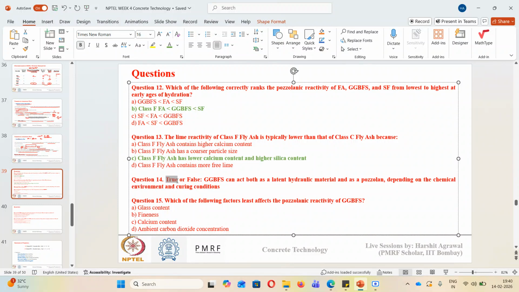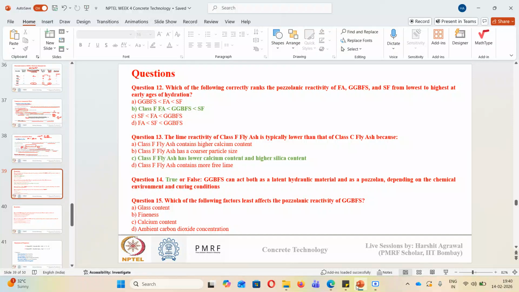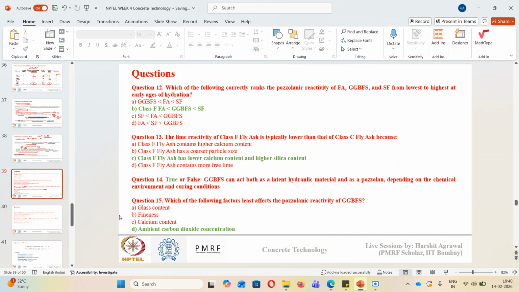Question number 15. Which of the following factors least affect the pozzolanic reactivity of GGBFS? Can anyone tell me? What will be the correct answer? Okay, correct answer will be D. I am quickly moving through these questions because we have a lot of discussion pending and we have very little time. That's why.